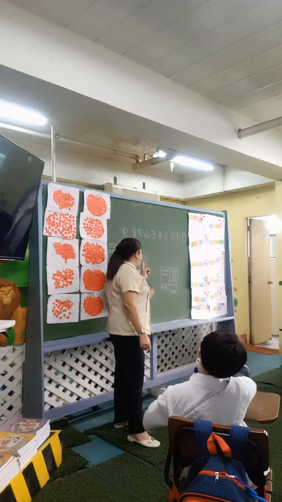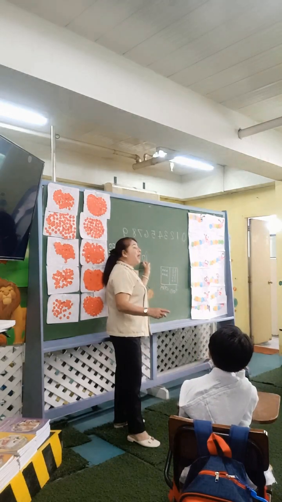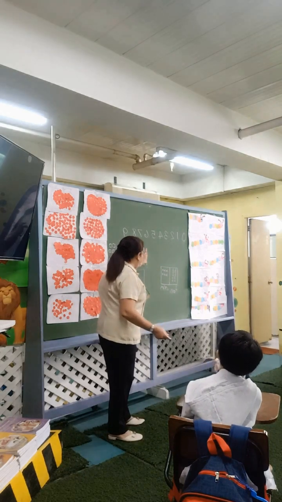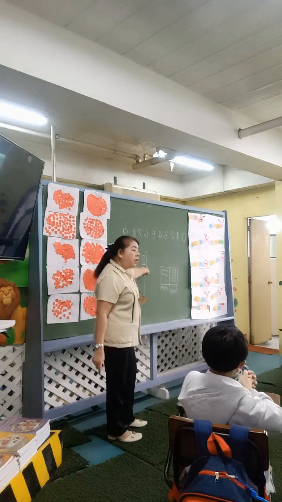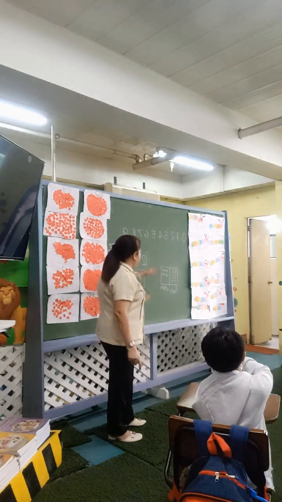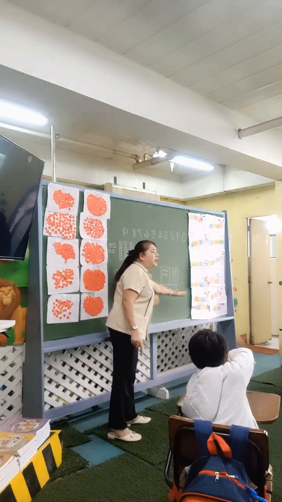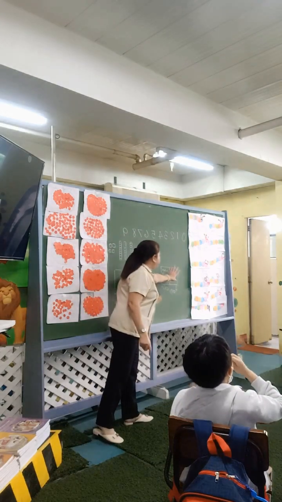Say, for example, 12. What is 1 in 12? That is 10. Very good. So, that 1 there is no longer 1, that is 10. So, we put that where? Under the ones place or under the tens? Under the tens. Under the tens place.